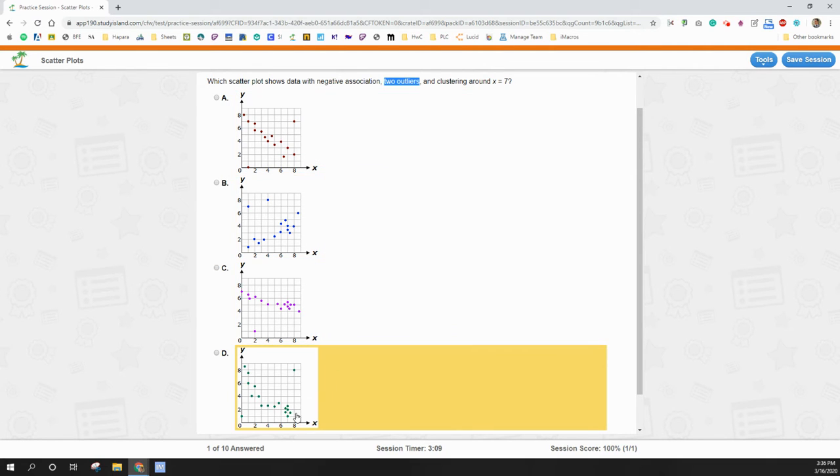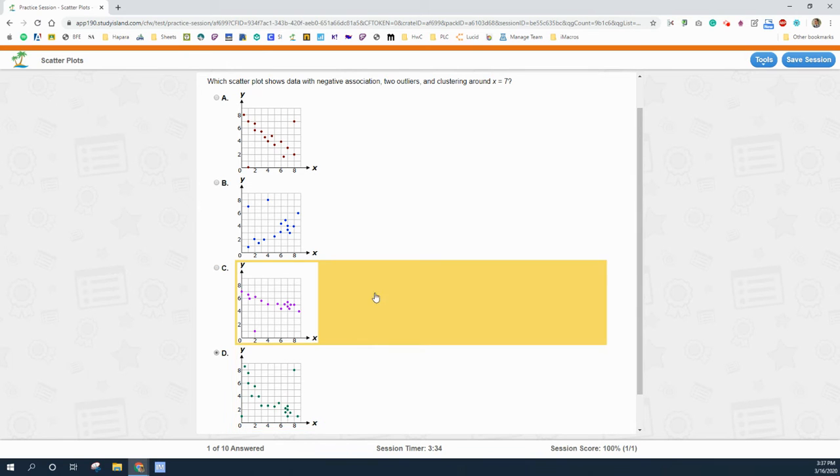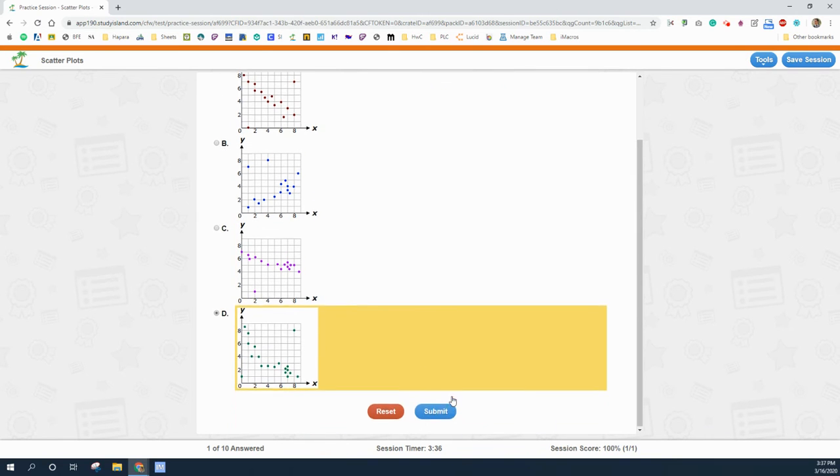If I go down to D and I go to 7, you see all these points right here. That's a very high density compared to the rest of the scatter plot. So D is going to be our answer. It's a negative association, which means the points go down as we go left to right. As x gets greater, y gets lower, so it's a negative association. There are two outliers, one there and one there. And finally, there's a cluster of points around x equals 7. So that fits the three things we're looking for.